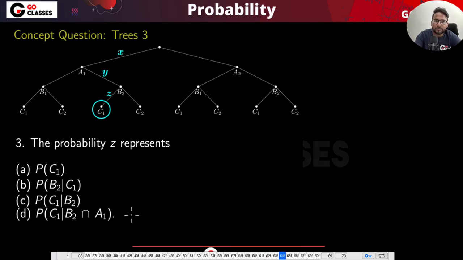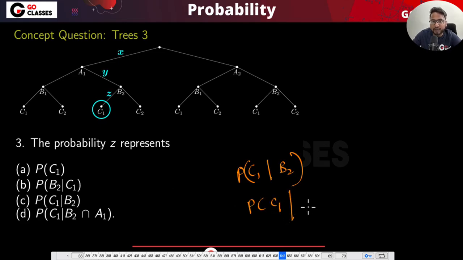Now let's see the next question. The probability that Z represents. Yeah, that's very nice. So what do you think? What is the probability that Z represents? Should it be the probability of C1 given that B2 has already occurred, which is C? Or should it be the probability of C1 given that A1 and B2 both have already occurred? What do you think? So here the answer is D.